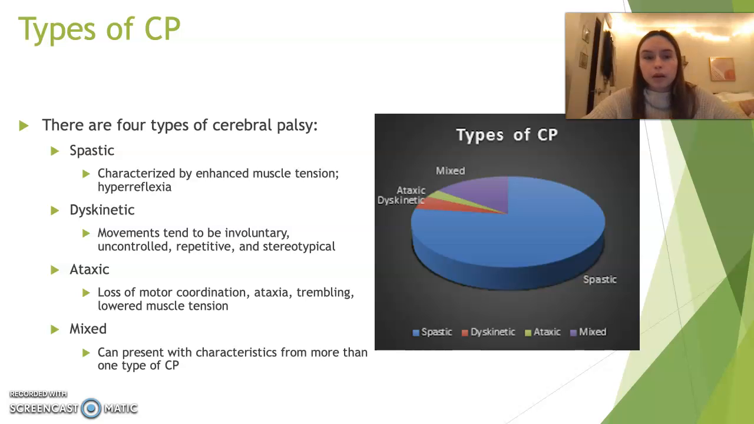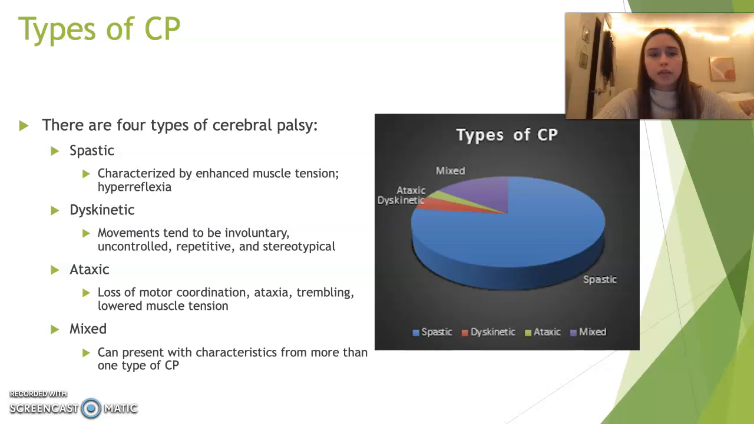The next type of cerebral palsy is dyskinetic. This is characterized by movements that tend to be involuntary, uncontrolled, repetitive, and stereotypical. People with this type of cerebral palsy tend to have a lot of involuntary movements that they can't control, sometimes very repetitive if it's one movement constantly, and it's very uncontrolled. The next type of CP is ataxic. This is characterized by loss of motor coordination, ataxia, trembling, and lowered muscle tension.